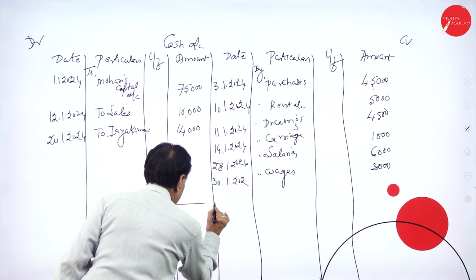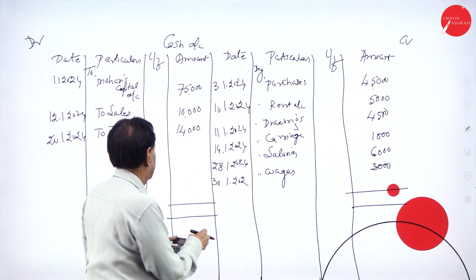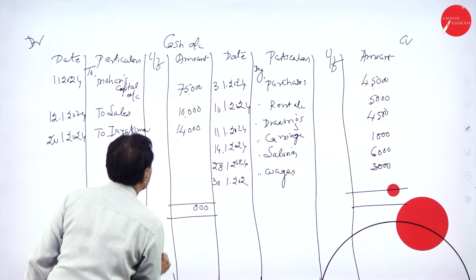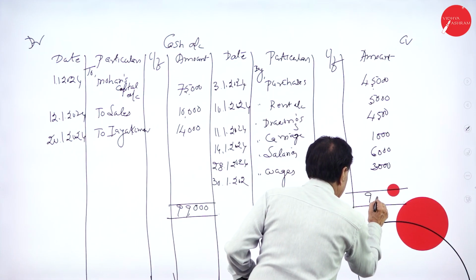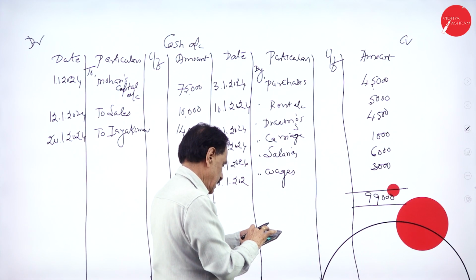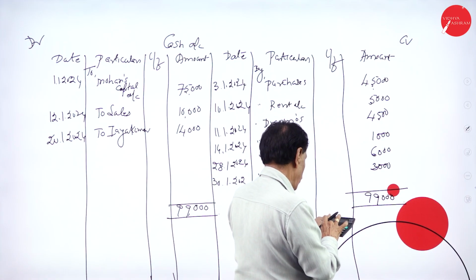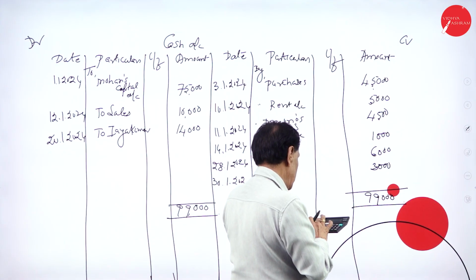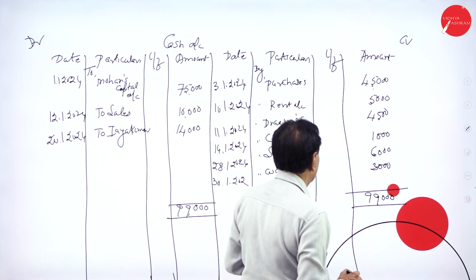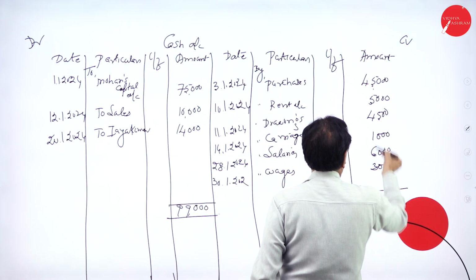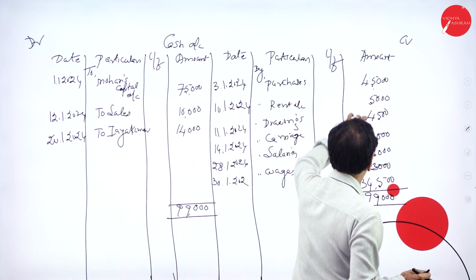Now, tally the accounts. First, add the figures. 75, 85, 89, 99. 99,000. 99,000 minus 45,000 minus 5,000 minus 4,500 minus 1,000 minus 6,000 minus 3,000. 34,500. 34,500.